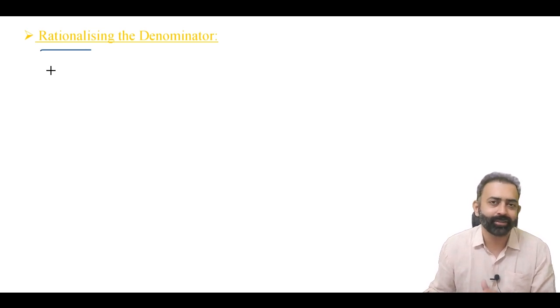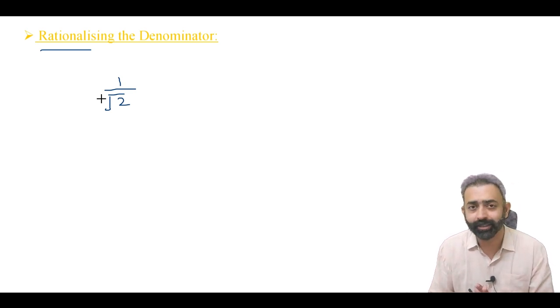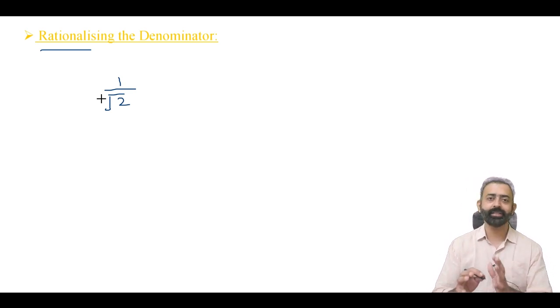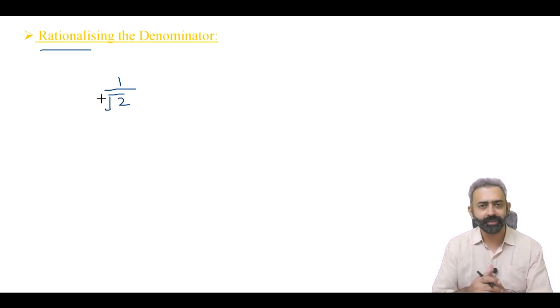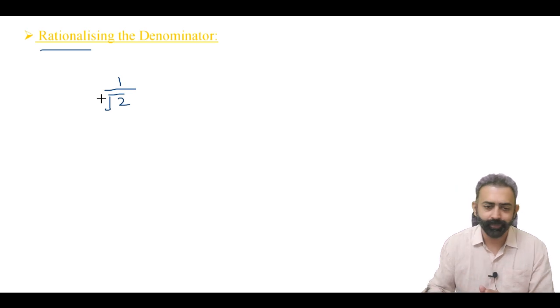So what is exactly in the denominator that does not seem to be a sensible number? Of course we are dealing with surds. So if any number is written in surd form and it is in the denominator, this is not acceptable. Acceptable in the sense that it does not have any physical meaning. Okay, what I mean by physical meaning is this.